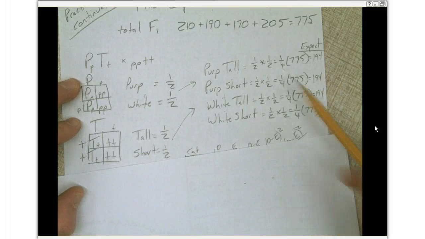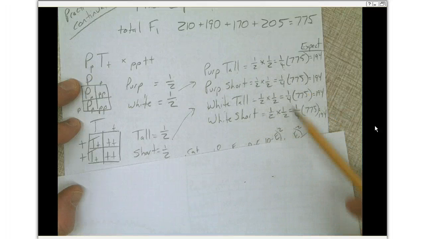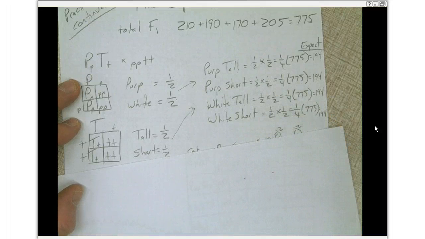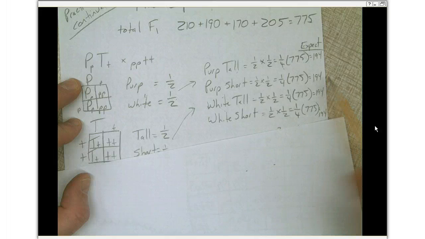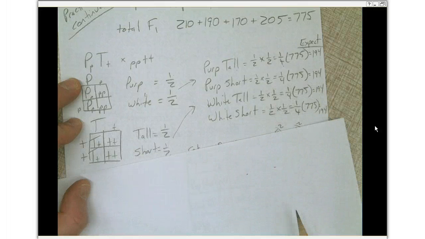And if you do that for all of them, you find out that for every one of the categories, we should expect about a quarter of that group, the F1, to exhibit those traits. Purple short, about 194. White tall, expect 194. White short, expect 194. So that's the next step in solving these kinds of problems for the chi-square.